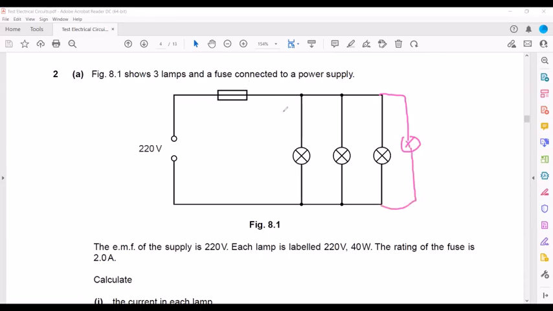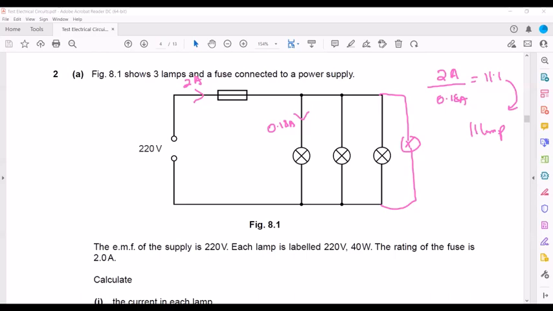So how will we know? If we know the current in each lamp, that is 0.18 ampere, and we know the maximum total current can be 2, so how many lamps should be there? The total 2 ampere divided by the current in each lamp gives the number of lamps. So 2 divided by 0.18. It is around 11.1, which means we can connect around 11 lamps.